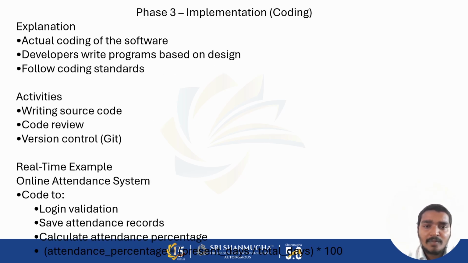So phase three, implementation and coding. This is the main process of the software development. The design process gives the set of modules for the coding process. In the actual coding, the software is developed. The developer writes the program based on the design, following code standards for writing source code, code review, and version control. They use it for the online attendance system also.